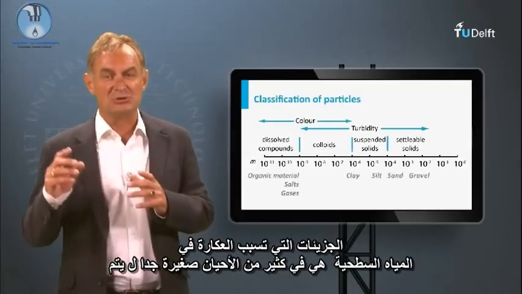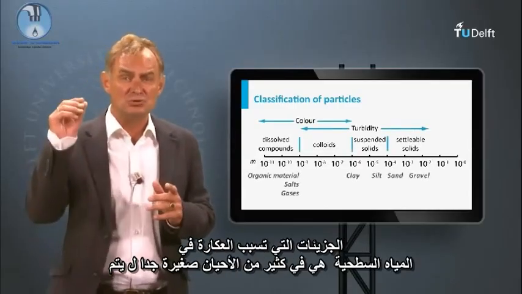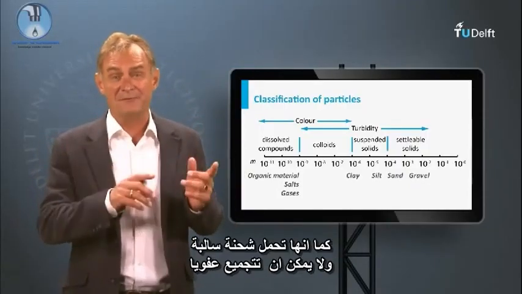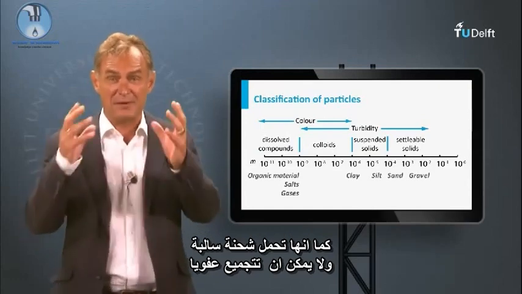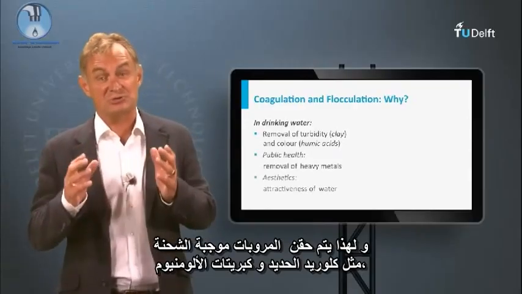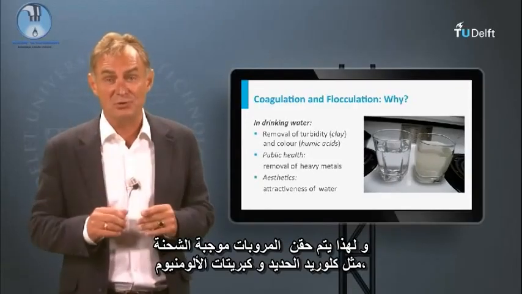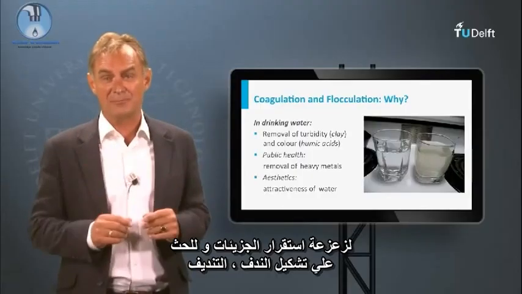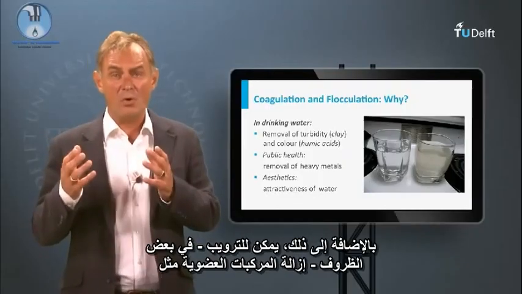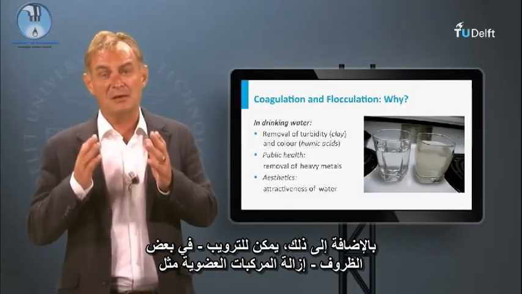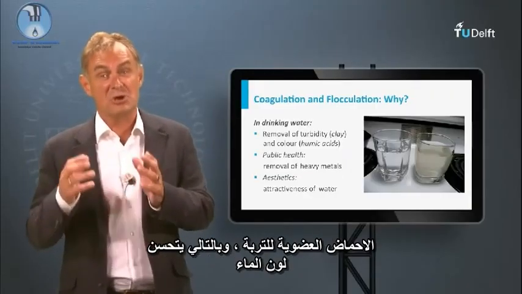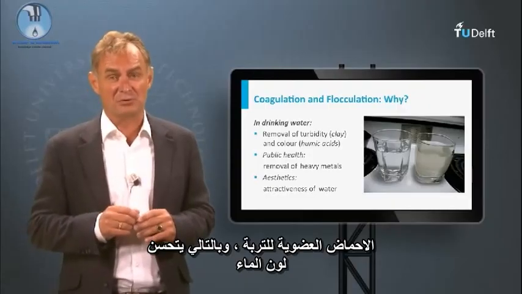Particles that cause turbidity in surface water are frequently too small to be directly removed by sedimentation. They are also negatively charged and cannot aggregate spontaneously. Therefore, positively charged coagulants, such as iron chloride and aluminium sulfate, are dosed to destabilize the particles to induce floc formation, flocculation. In addition, coagulation can, in certain circumstances, remove organic compounds like humic acids, thus improving the color of the water.